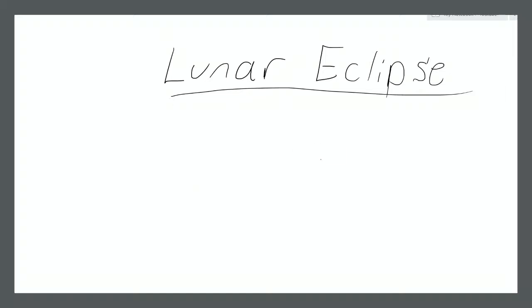So you've probably heard, okay, a lunar eclipse is when the moon enters the Earth's shadow. Well, what exactly is happening there? Okay, if you imagine this is our sun, this is the Earth. Obviously this is not to scale. So the sun shines on the Earth, but the Earth blocks some of that sunlight.